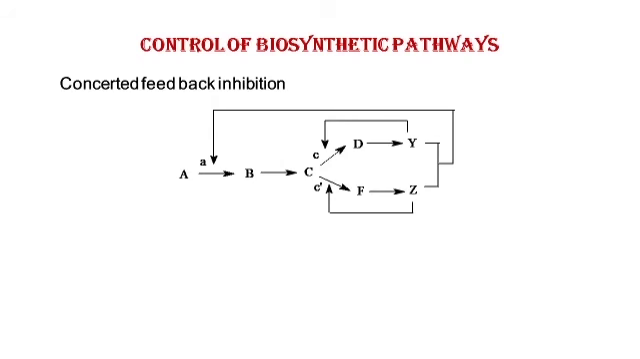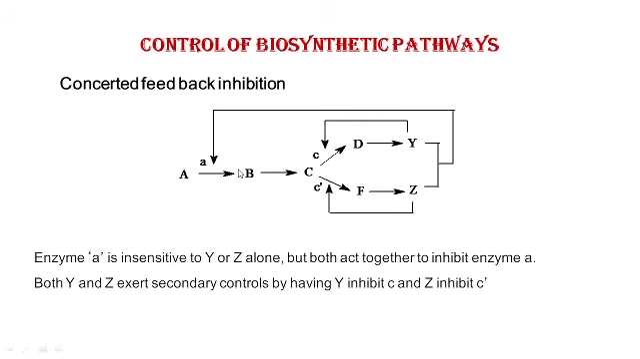In concerted feedback inhibition, you have enzyme A, which is not affected by only Y. Neither is A affected by only Z. Only excess production of Y will affect the enzyme C. Excessive amounts of Z will affect the enzyme C prime. And only if Y and Z both are in excess, the enzyme A will be affected, and then the production of Y and Z both will be stopped.